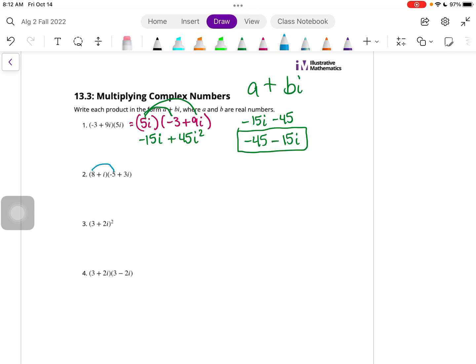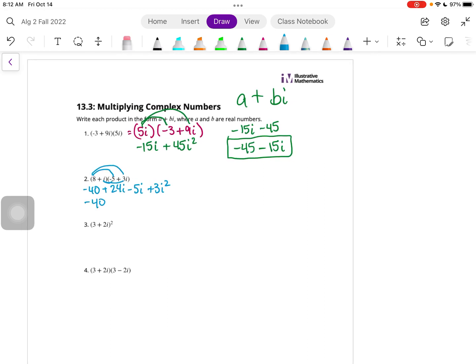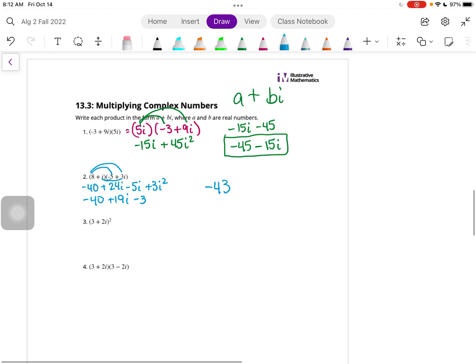So we're going to distribute our 8. So we get 8 times -5 is -40. 8 times 3i is 24i. Then we have i times -5, so that's -5i. And i times 3i is plus 3i squared. All right. So we can combine our 24i and our -5i, and that gives us 19i. And then i squared is -1, so that's a -3. And then we're going to combine the -40 and the -3. So we have -43 plus 19i, and that is in the correct form because our real number is first and then our imaginary part is second.